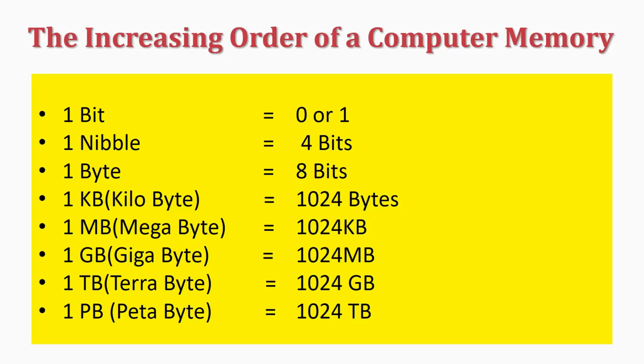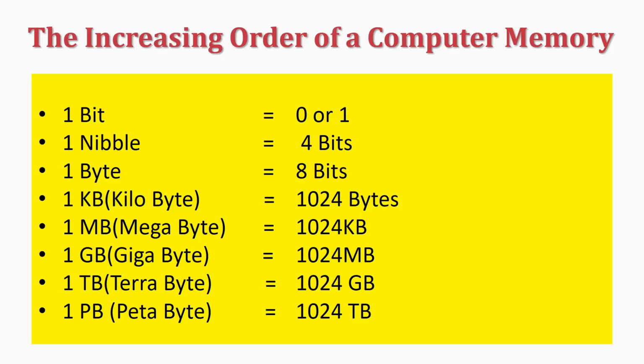And the next highest memory is 1 byte. 1 byte means 8 bits. And next, 1 KB. KB means kilobytes. 1 KB equals 1024 bytes. And next, 1 megabyte, MB. 1 MB equals 1024 KB. And the next highest memory is 1 GB.